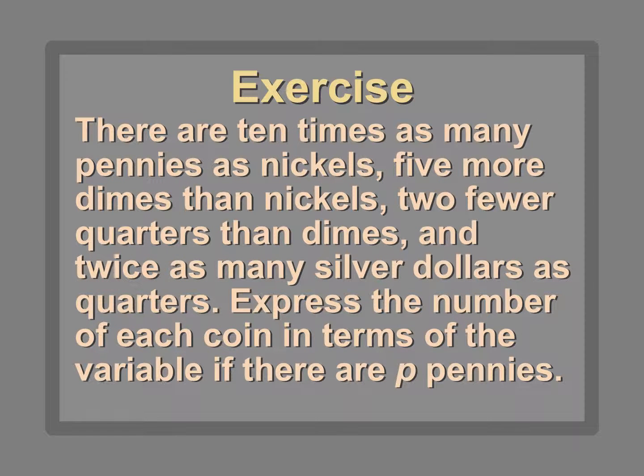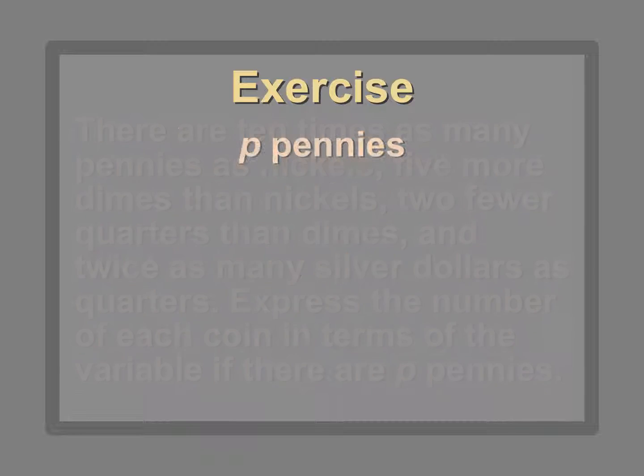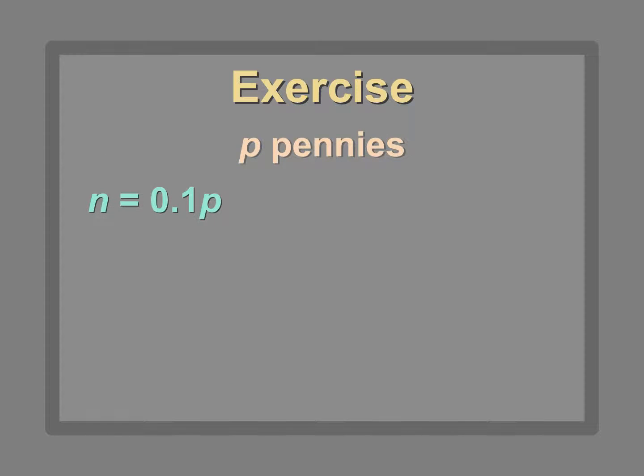All right, so we're going to use the same information, but instead of expressing the coins in terms of n, we are going to express them in terms of pennies. So there are going to be p pennies. So for nickels, because there were 10 times as many pennies as nickels, the number of nickels would be 0.1p.